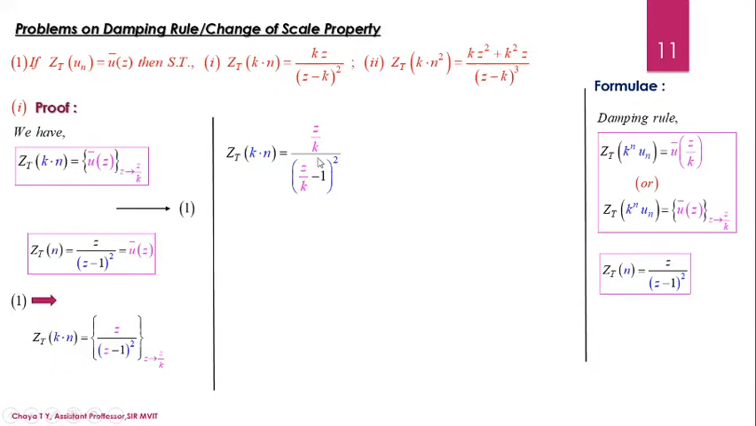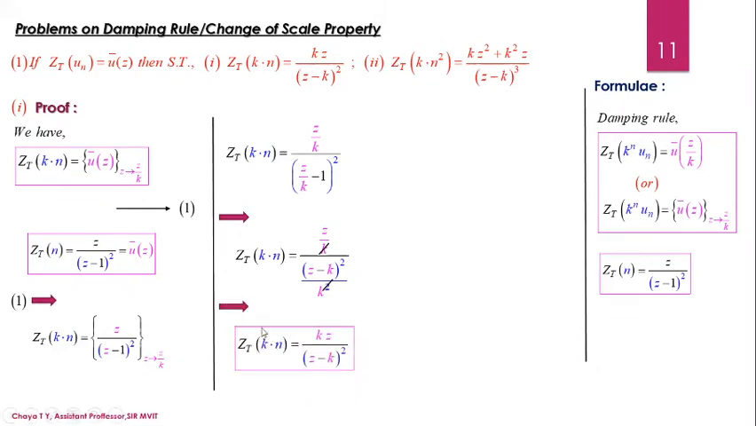Now take the LCM and simplify. When I take the LCM for the denominator, I get it as (z minus k) the whole square divided by k squared. So the k squared in the denominator can be simplified with the term k in the numerator. So we get the Z transformation of the term k^n n as kz divided by (z minus k) the whole square, which is the first proof that we needed to obtain for the class. Now let us consider the second proof.